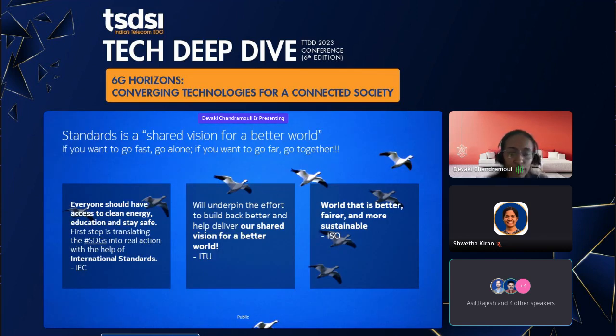And finally, to conclude, I would like to say, as a key takeaway, standards is a shared vision for a better world. If we want to go fast, go alone. And if we want to go far, we go together. Everyone should have access to clean energy, education, and stay safe. And from a standards perspective, this implies our first step is to translate this into real action with the help of international standards. And we will underpin the shared vision for a better world, and that is faster and also more sustainable. We should work together to develop the global 6G standards for the good of mankind.